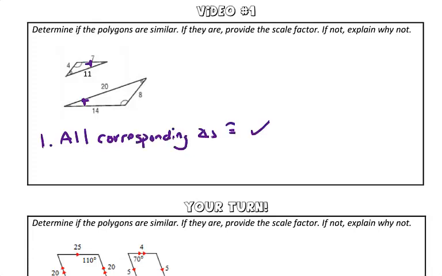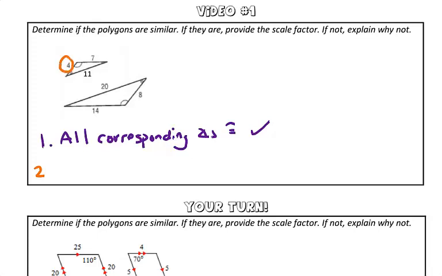The second part, we needed to verify, are all of the corresponding sides proportional, or do they all simplify to the same ratio? So, what we need to do is match up our corresponding sides. To do this, we look at matching up the smallest side to the smallest side, the largest side to the largest side, and then the middle side to the middle side, since we only have three sides for the triangle. So, let's start with our smallest side.